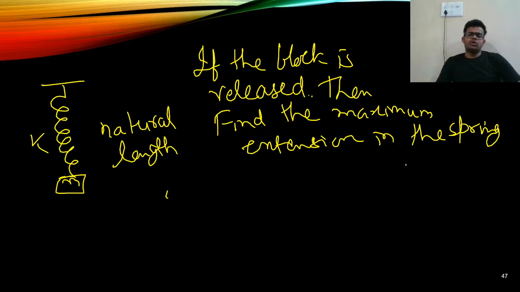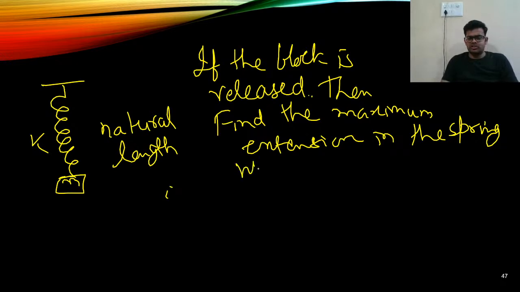So simply speaking, how to solve such type of questions? Whenever you drop this block, it will suddenly fall down. It will achieve some velocity at equilibrium, and then it will go further from the equilibrium to the maximum extension. So here the maximum extension will be more. So how to use that?